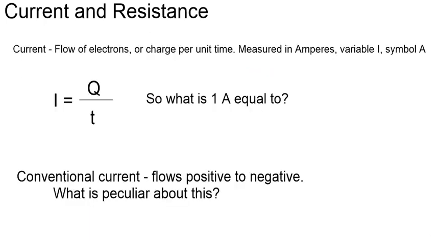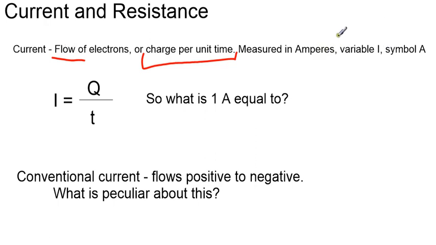All right, so let's get started with current. We can think of current as the flow of electrons. Another way of thinking about it is charge per unit time. Right? If they're flowing, there's going to be a certain number of electrons that flow, so they're going to have a certain charge for a certain amount of time.